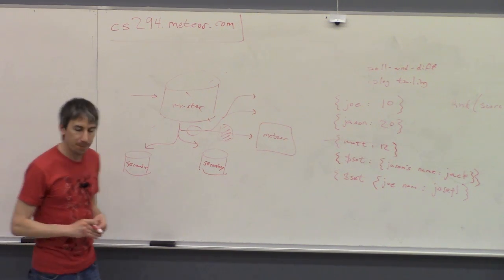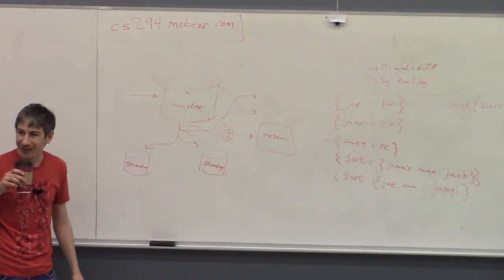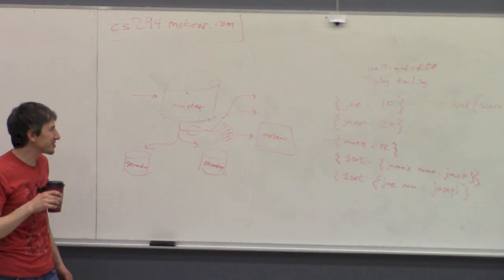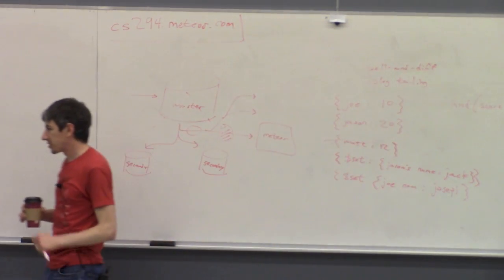Yeah? What do you do if your Meteor server crashes and you have some internal state about what you're watching? Great question. So what do we do if we crash and we have this state and we don't know where it is? There's actually lots of situations like that.